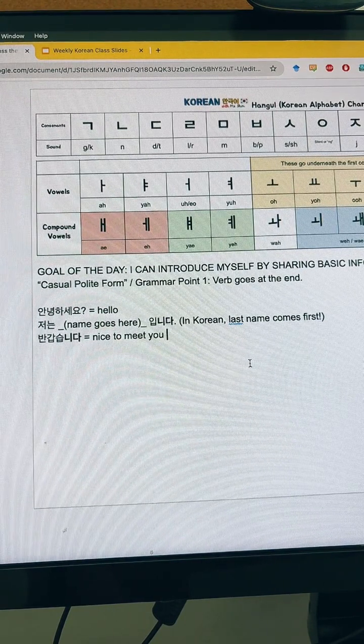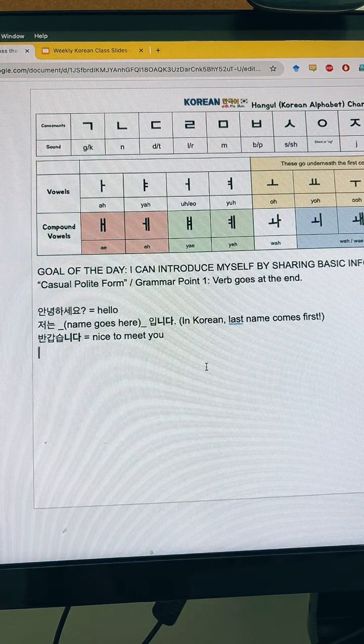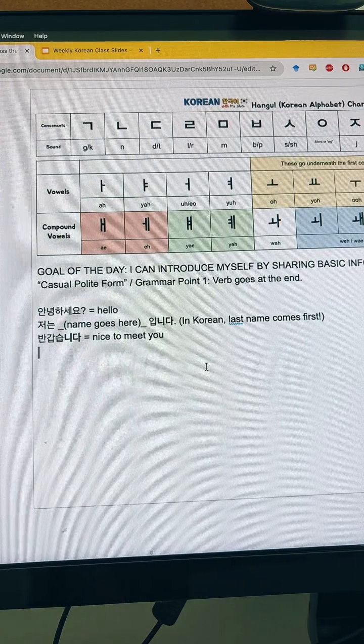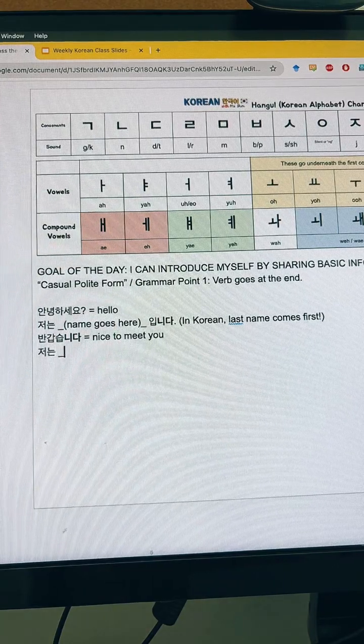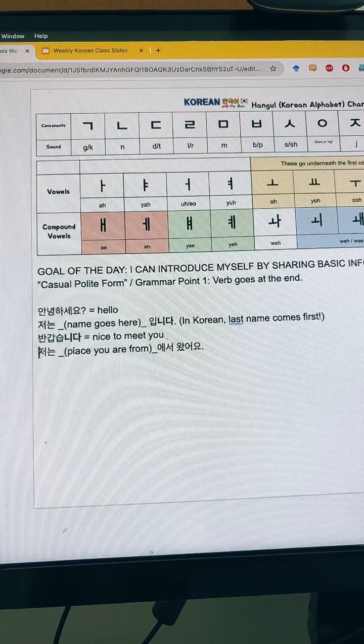Okay, 반갑습니다. And then, what else can you say in a self-introduction? Maybe you can say where you're from. 저는, place you are from, 에서 왔어요. 저는 place you're from 에서 왔어요.